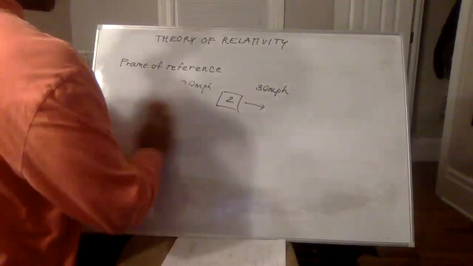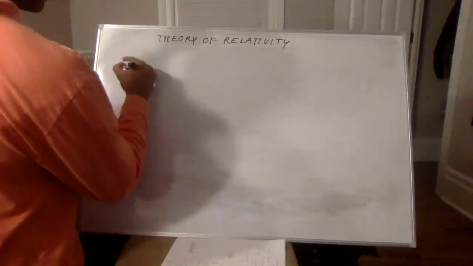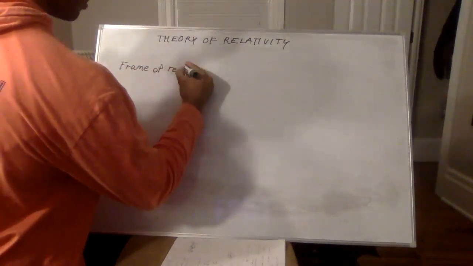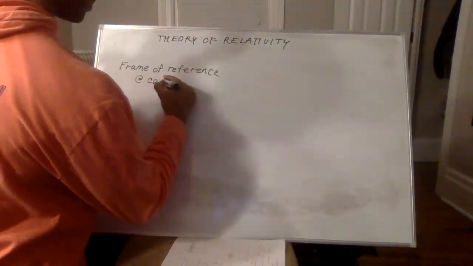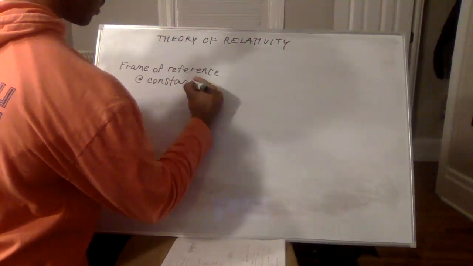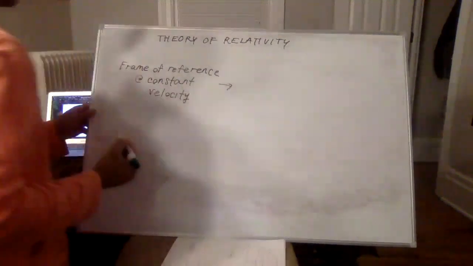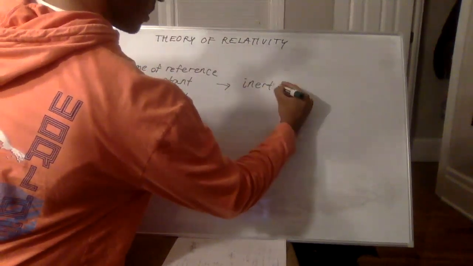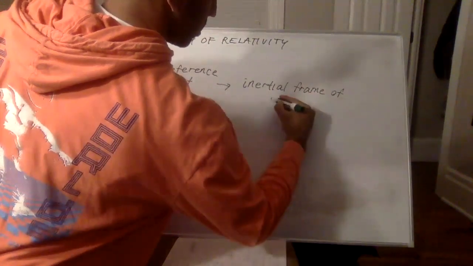The important thing to understand about frames of reference is that when we have a frame of reference that's moving at a constant velocity, like in the car example, we refer to that as an inertial frame of reference.